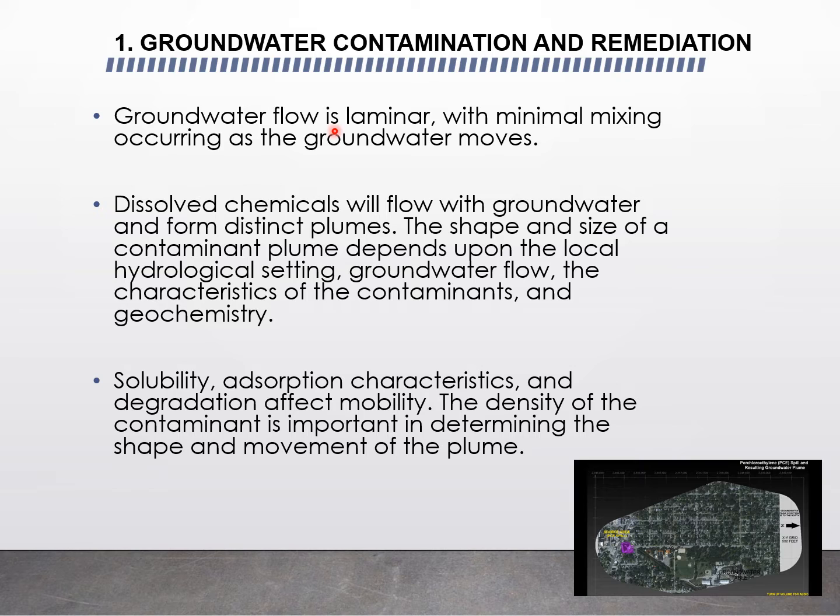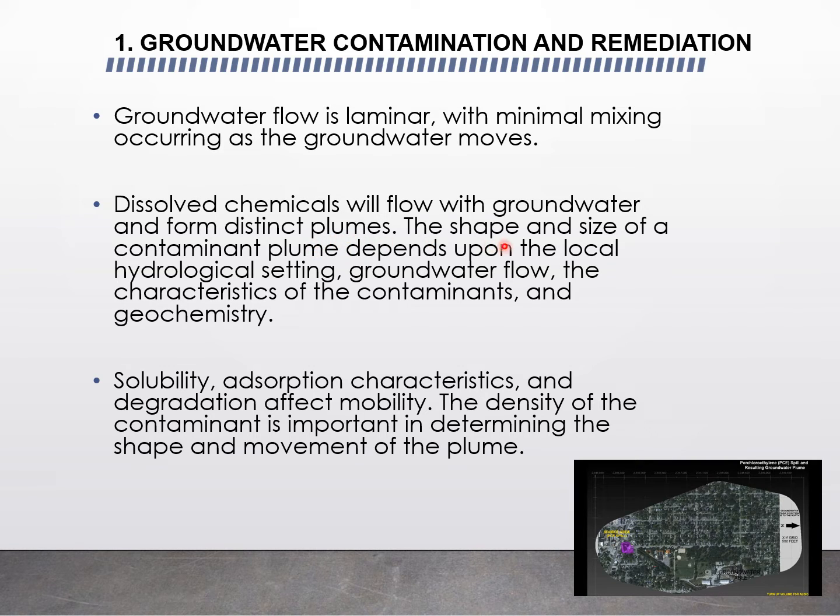Groundwater flow is laminar, not turbulent. Compared to surface water, which is more turbulent, the flow of groundwater is laminar. Laminar means there is minimal mixing occurring as the groundwater moves. So when the flow is laminar, the contaminant moves in groundwater very slowly compared to turbulent flow. Dissolved chemicals will flow with groundwater and form a distinct plume.